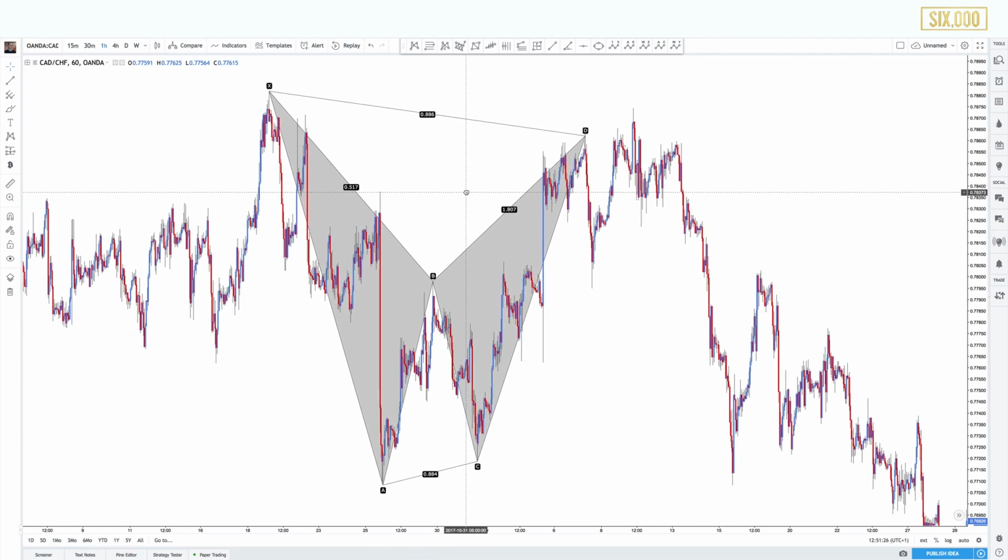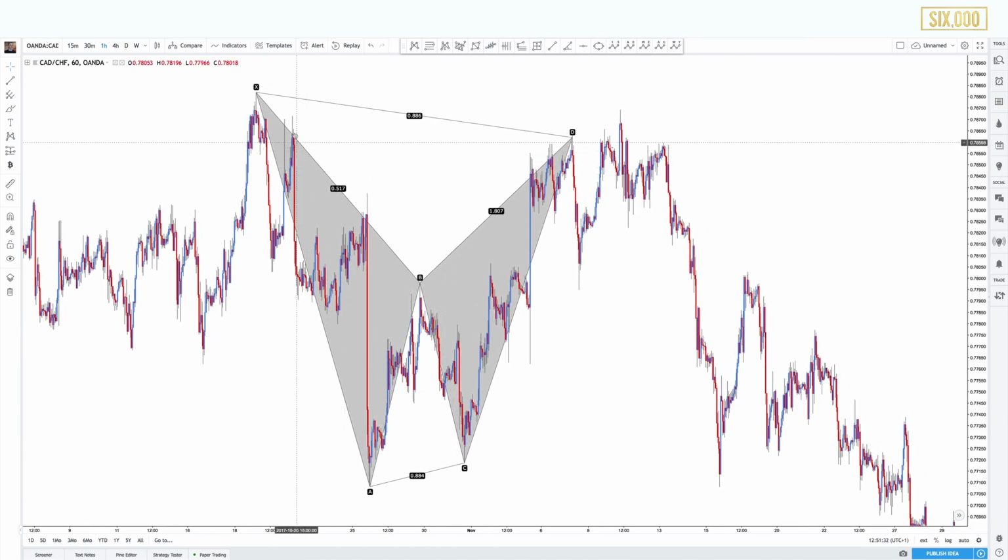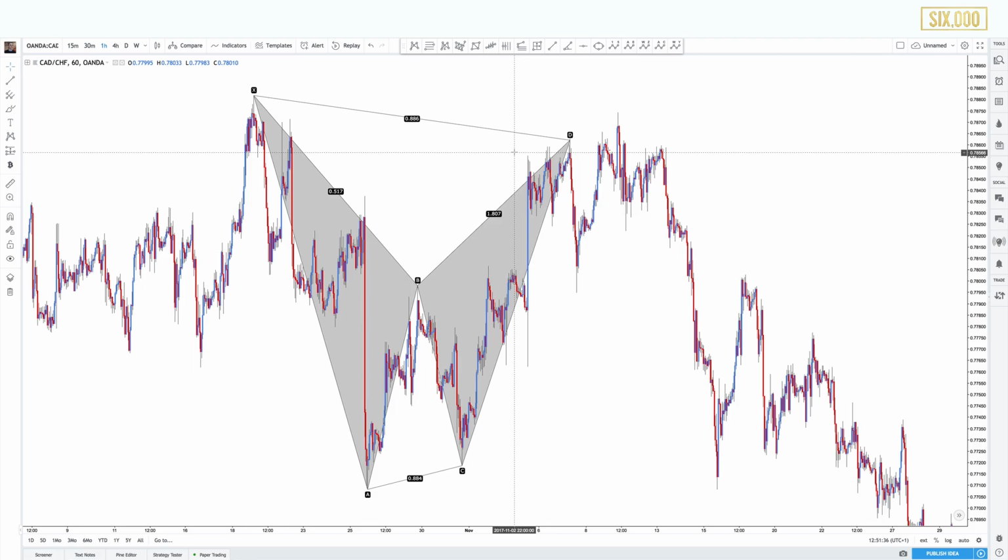The next opportunity we're looking at is Canadian dollar Swiss franc on the 1 hour chart. We've got a bearish Bat formation, the exact same one we looked at in day 9 as well. I'm trying to keep this as familiar as possible rather than introducing completely new charts and patterns. You've seen this pattern before, this exact same setup.